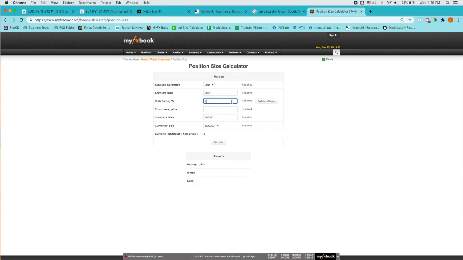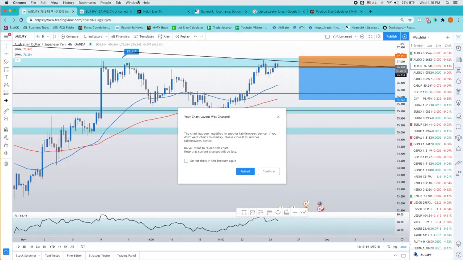Proper risk management is 1 to 2% risk, right? Because if you're risking 1% of your account, okay, that means you have 99 more trades to take before you blow your account, okay? And it doesn't matter how big your stop loss is. Like, it doesn't matter how big the move you think it's going to be, right?